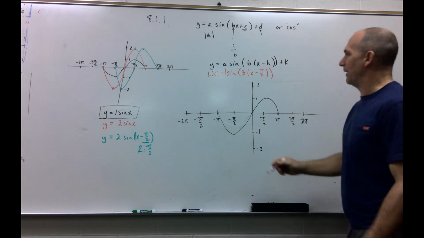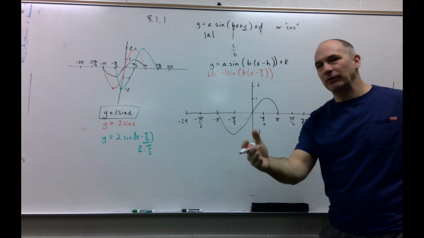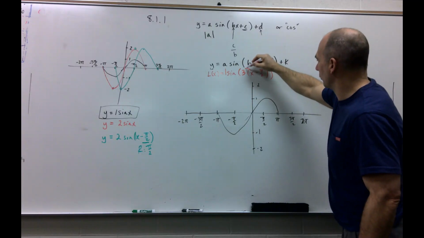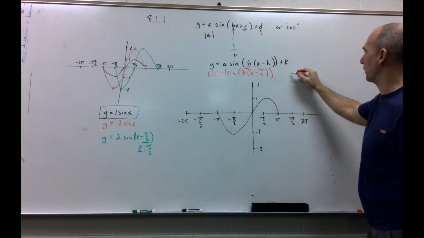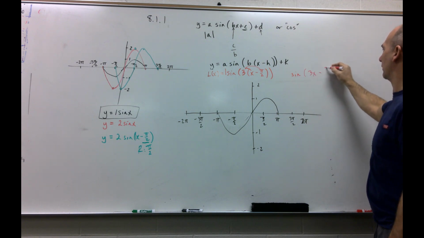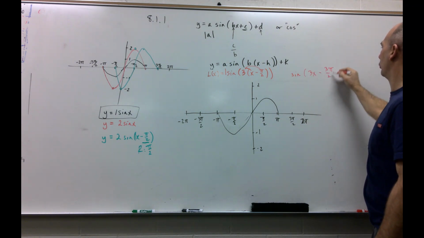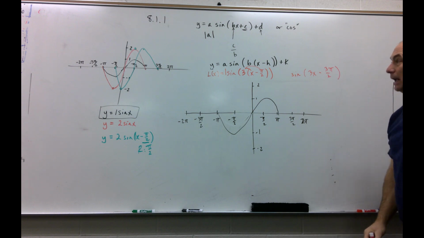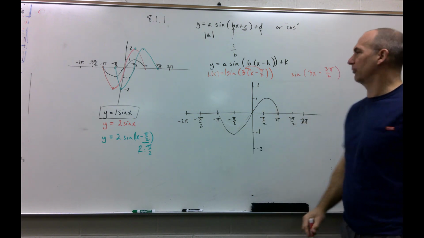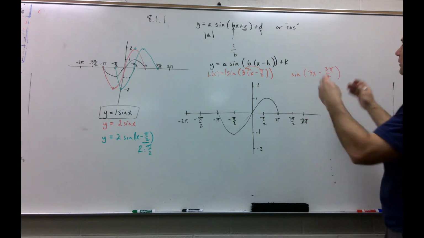So if I was to just start this and if I was to give it to you and say, hey, try it, I bet you guys would think to distribute this, and then you would rewrite it as sine of 3x minus 3 pi over 2. And that's not wrong. I mean, that's basic math 101. You distribute through parentheses. So now let's take a look at it if we actually follow our rules.